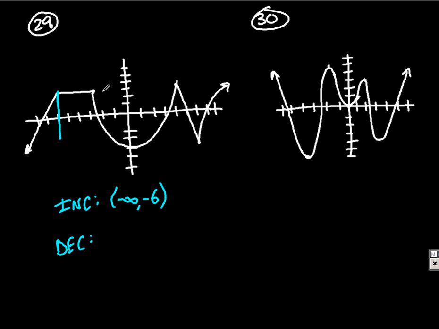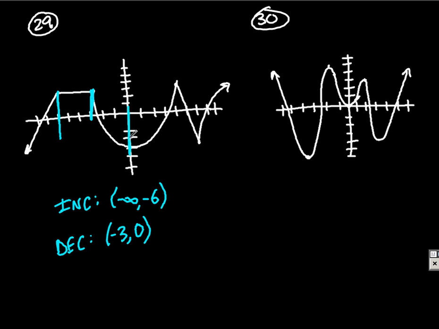Negative 6 to negative 3, though, it's constant. It's not increasing or decreasing, so we won't look at that at all. Now here, from negative 3 to this point right here, we're decreasing. Look at my x values. So from negative 3 to this x value of 0, I am decreasing.